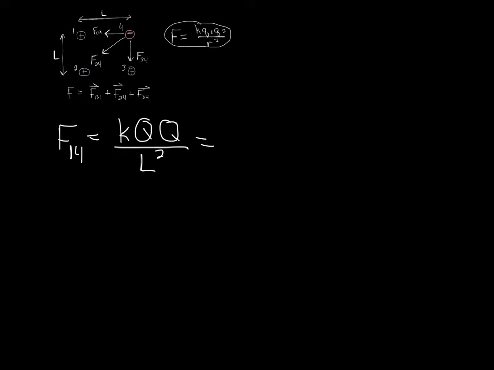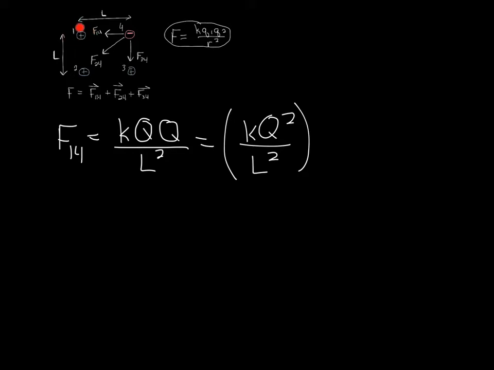So this means F14 is K times Q squared over L squared. And you might wonder, why didn't we plug in a negative for this charge? Because this second charge, charge 4, is a negative charge. And when you're doing the Coulomb law force, right now all we've done is found the magnitude of the force. What the sign of the charge does is tell you what direction the force is going to go based on how it interacts with the other charge.